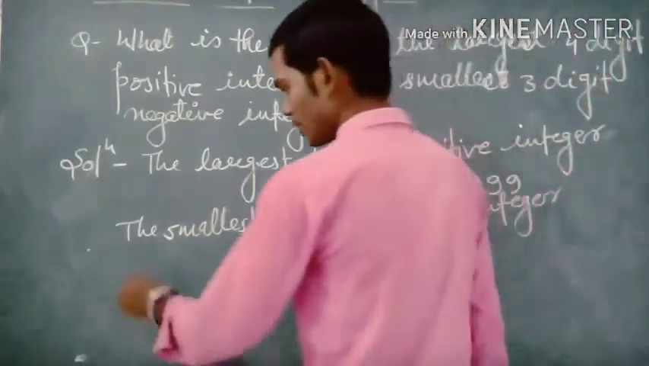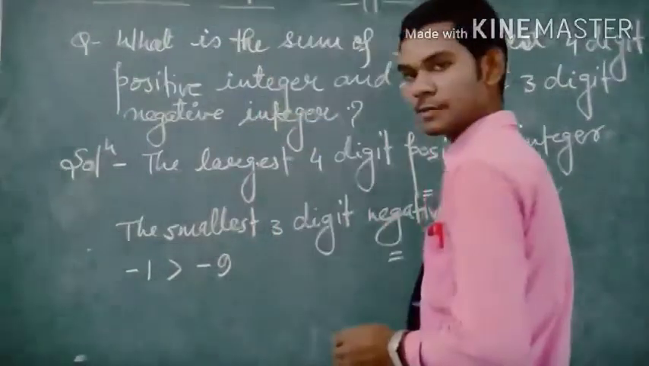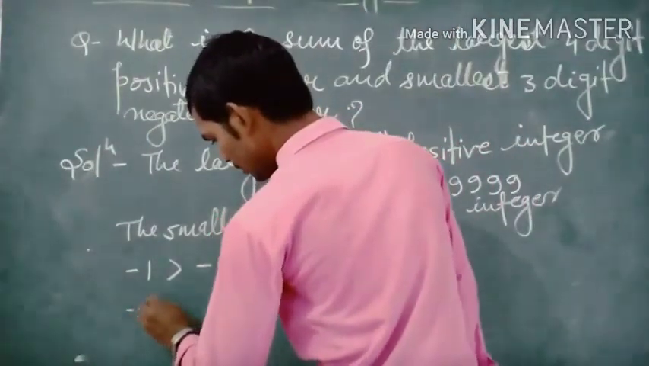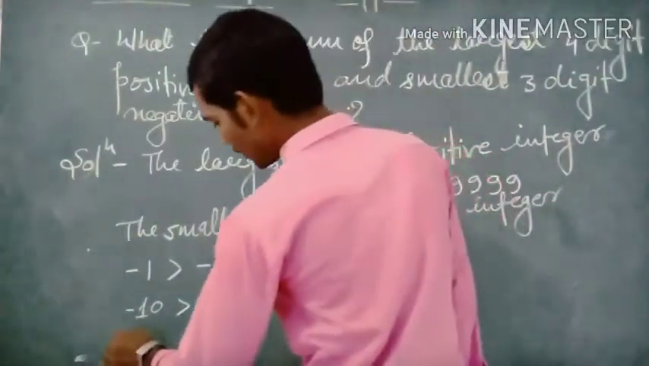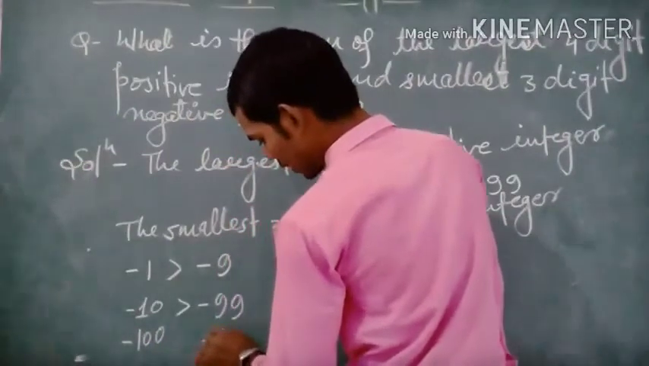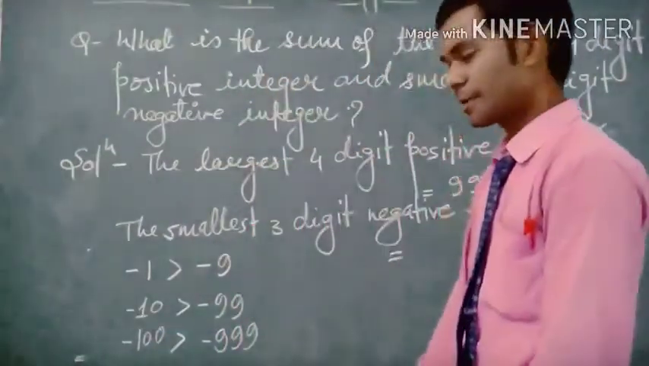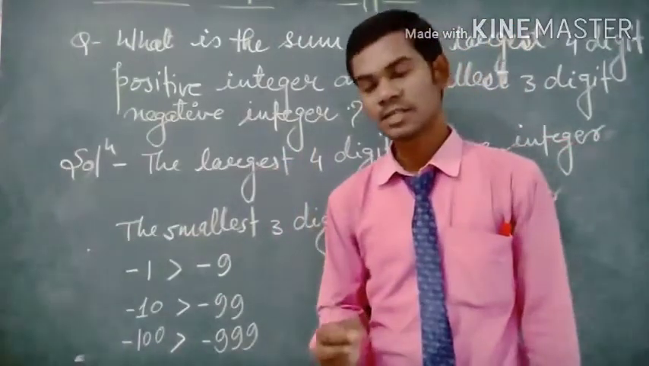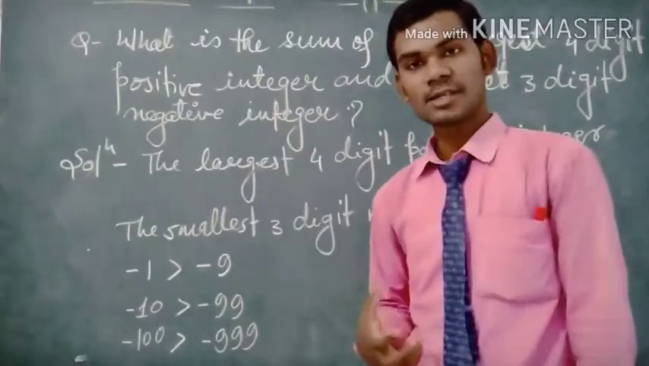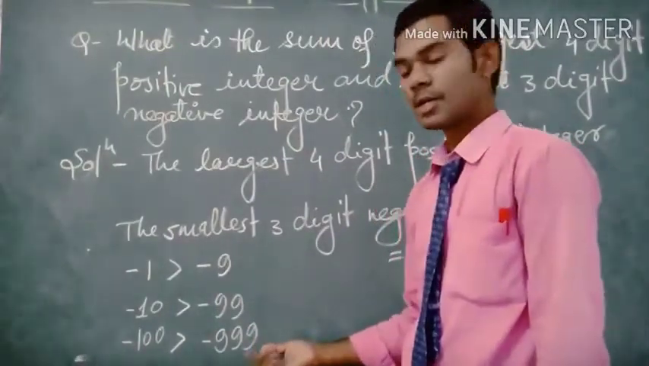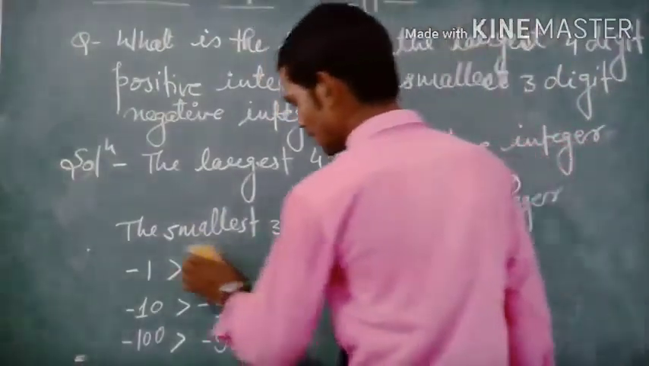Let's say if I write minus 1 and minus 9, which one is greater? Obviously minus 1. If I write minus 10 and minus 99, which one will be greater? Minus 10, no doubt. Similarly, if I write minus 100 and minus 999, which one is greater? It is doubtlessly minus 100. That means the smallest one-digit negative integer is minus 9, the smallest two-digit negative integer is minus 99, and the smallest three-digit negative integer is minus 999. Okay, now we find the sum.